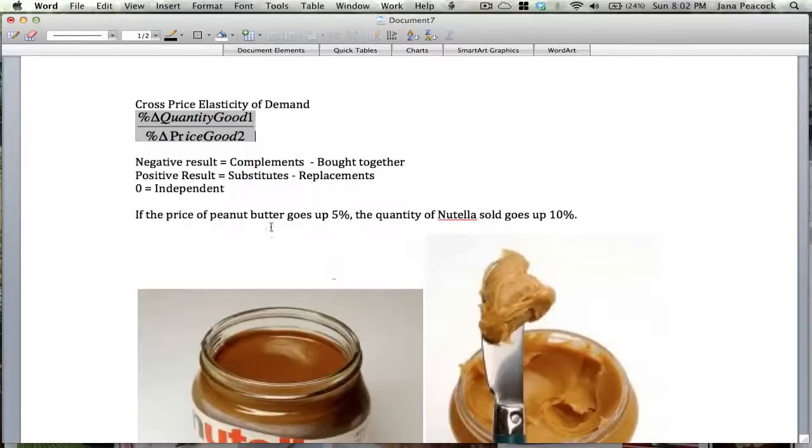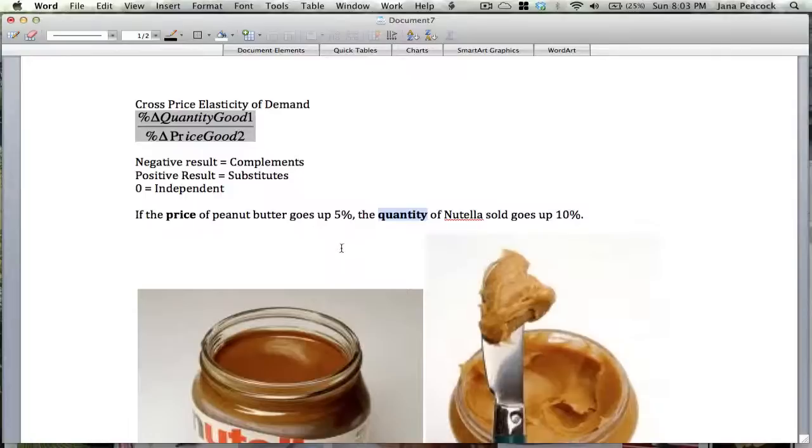Well, if we look at our formula, the price of peanut butter going up 5% will be a positive 5%. And since we only have price, we have to put that on the bottom of our formula. The quantity of Nutella sold goes up 10%. Again, that's a positive result, and that would be on the top. It doesn't matter really what number you come out with. What matters is, is the thing overall negative or overall positive? And in this case, it's overall positive, because this is going up 5%, this is going up 10% as well.